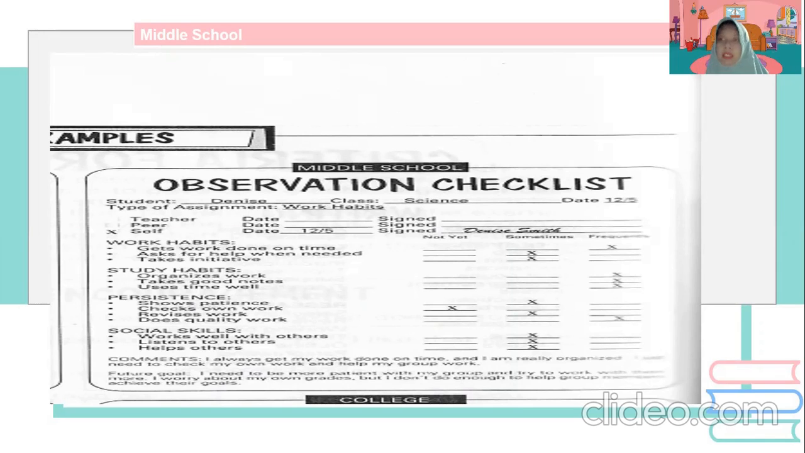So in the future, Dennis hoped that he can be more patient and work more with his group members, and help one of his members if his friend has difficulties with the project, and also try to be better in the future.